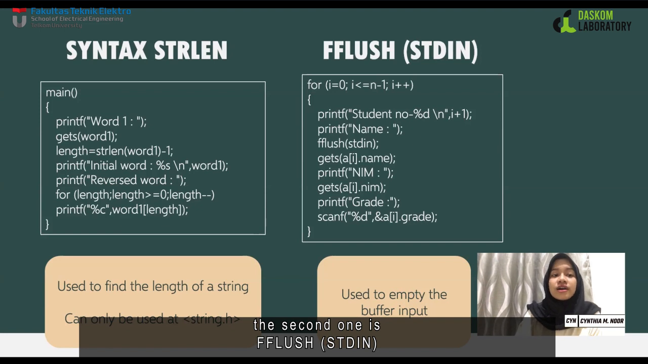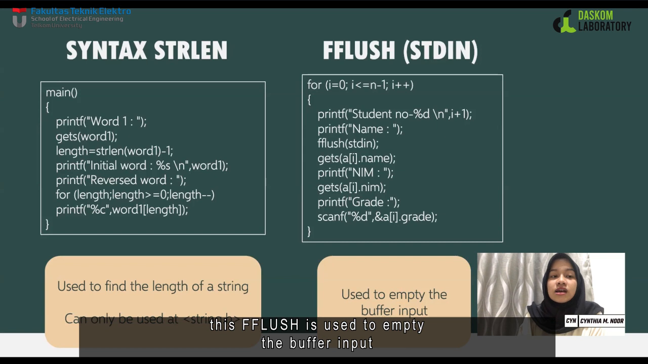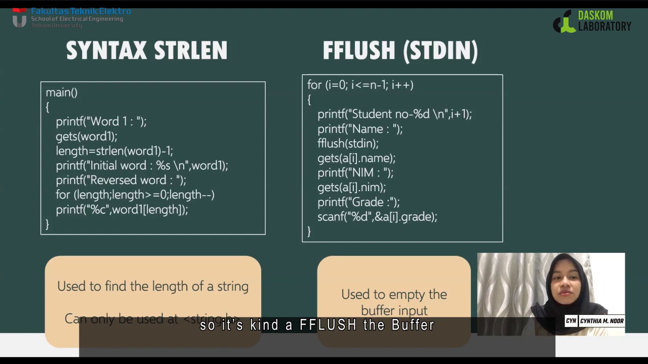The second one is fflush(stdin). stdin is standard input, so flush standard input. This flush is used to empty the input buffer, so it kind of flushes the buffer. It's like removing the buffer, because if we don't use fflush(stdin), the gets that we type here, the name, would not be processed in our code.